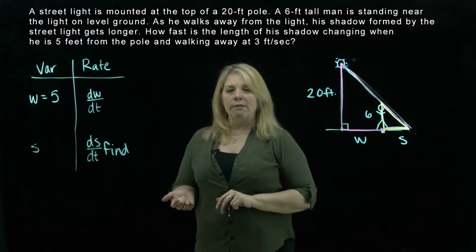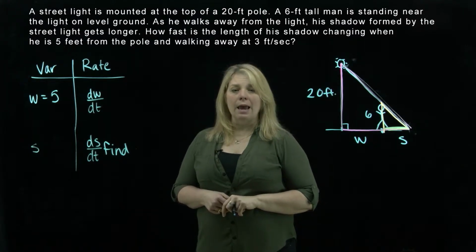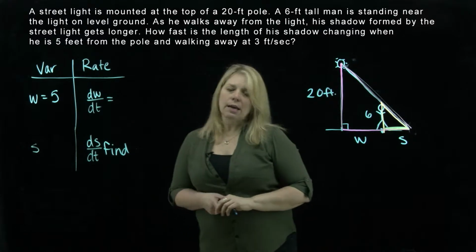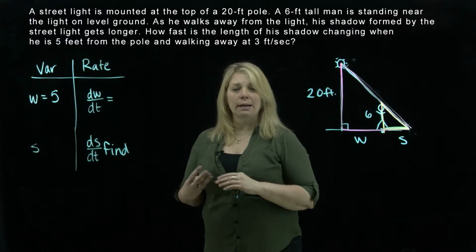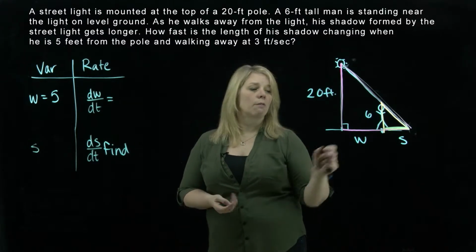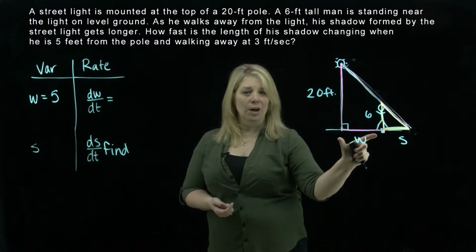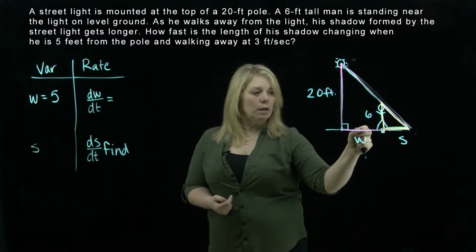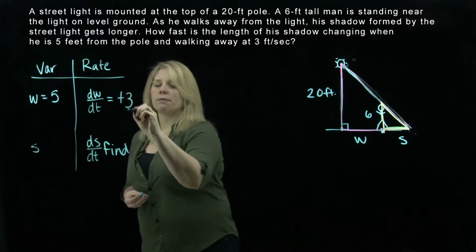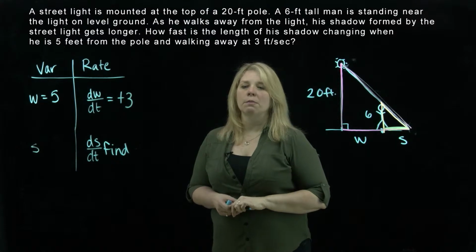When he is 5 feet from the pole and he's walking away at 3 feet per second. So that W is changing at a rate of 3 feet per second. I need to pay attention to whether that's a positive 3 or a negative 3. So I want to think about whether this W is getting bigger or getting smaller. It's walking away from the pole, so W is getting bigger. So that's a positive 3 feet per second with my rate of change.